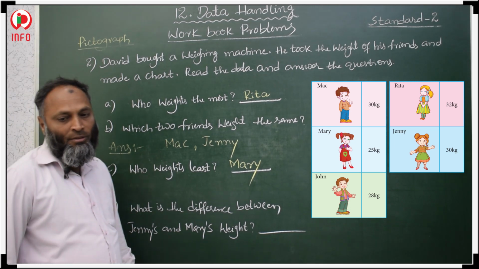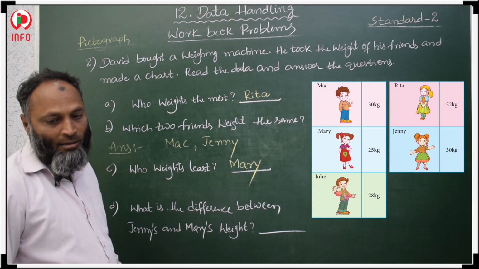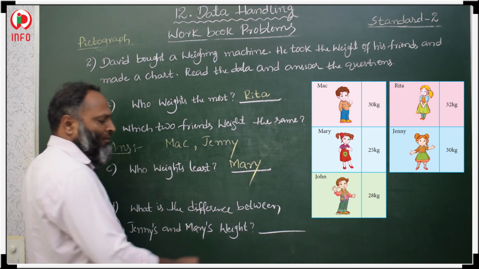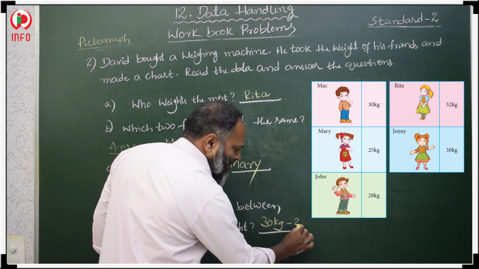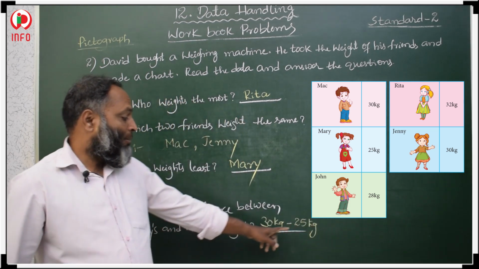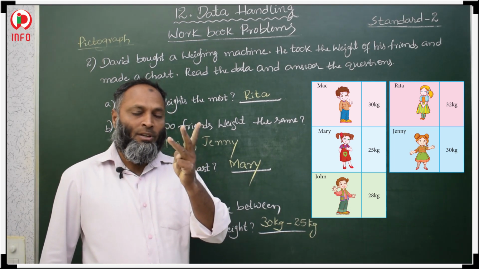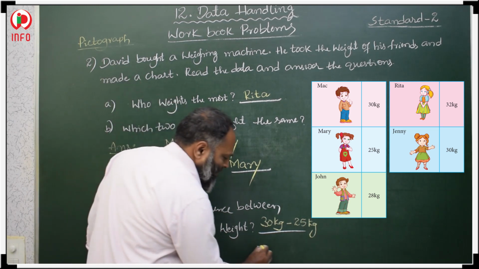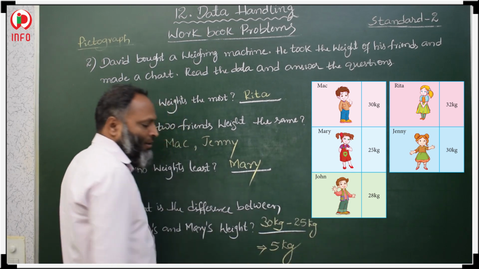Then, the last question, what is the difference between Jenny's and Mary's weight? First you find Jenny's weight there. 30 kgs, and after that 25 kgs is Mary's weight. So that is 30 minus 25, 30 kg minus 25 kg. 30 minus 25 means from 25 to 30, we have to count 26, 27, 28, 29, 30. It is 5 kg. So the difference in the weight is 5 kg.